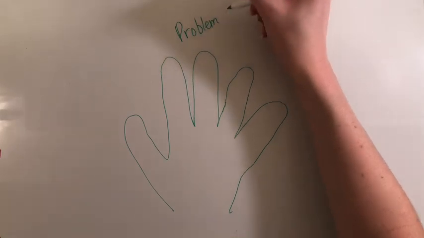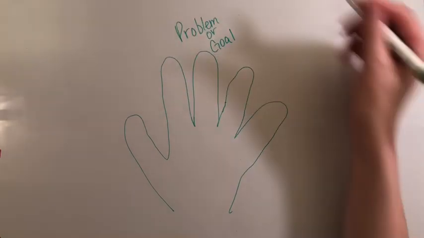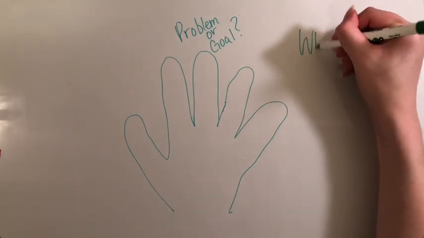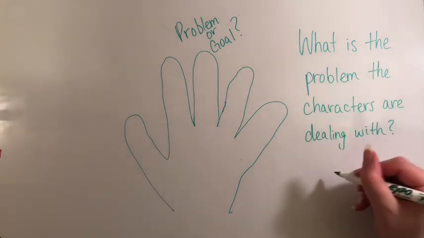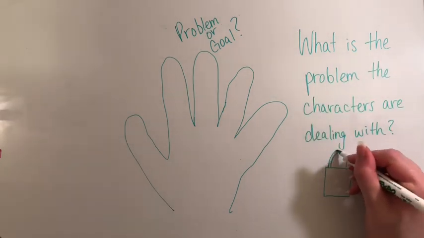Our third finger is the problem or the goal in our story. What is the problem that the characters are dealing with, or what is the goal that our characters are trying to achieve throughout the story? The problem or goal is usually what the story is mostly about.